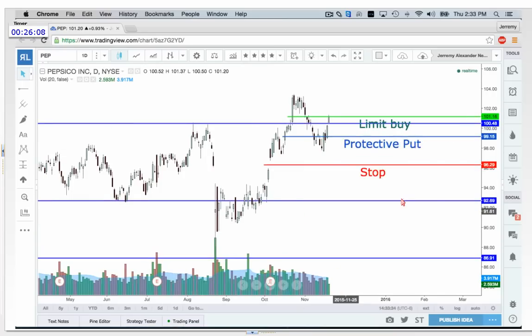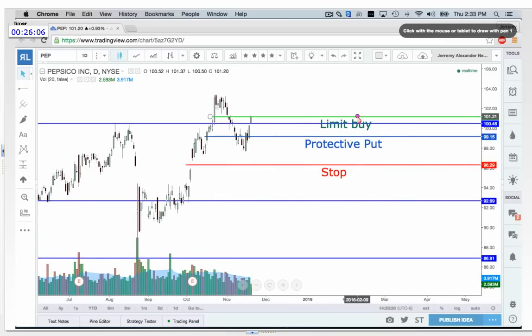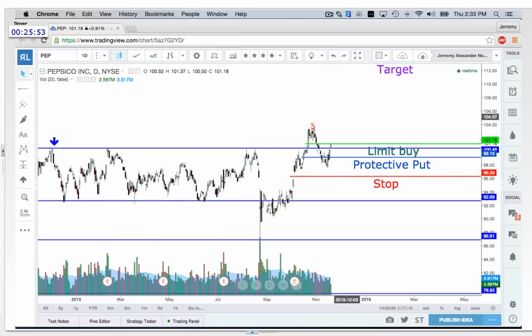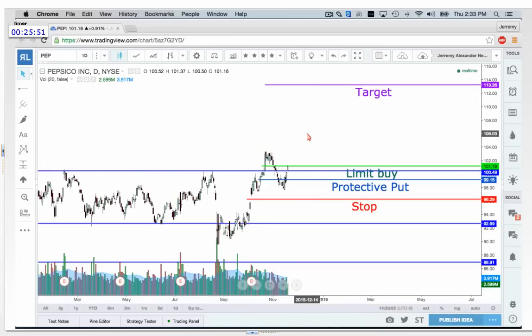So here's my analysis on Pepsi, just so you guys don't think I'm just talking random stuff. Limit buy, so I wanted Pepsi to pull back. Buy. Protective put, so I don't get triggered or stopped out of the trade, because I think longer term, Pepsi is breaking out of a distribution phase and looks like it's going to continue a little bit higher, in my personal opinion. Ultimate targets on Pepsi are about 113.26 for me. Very cool stuff.